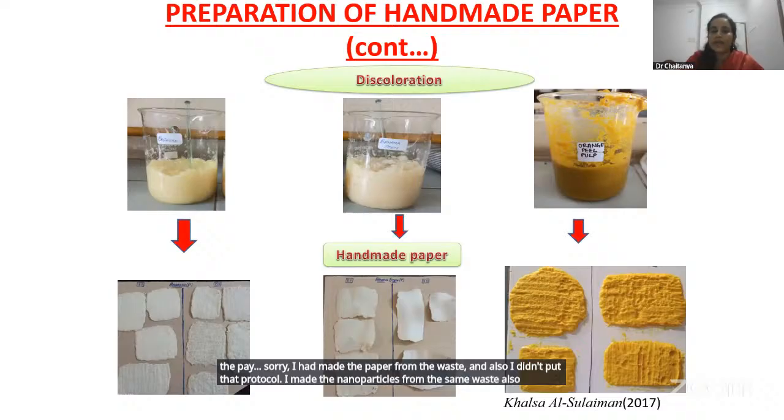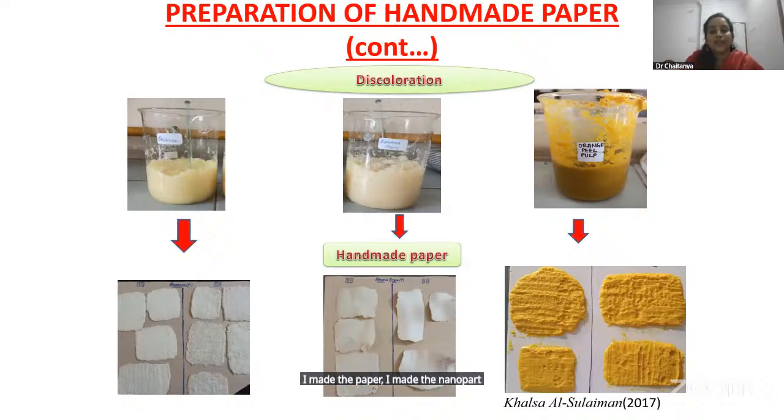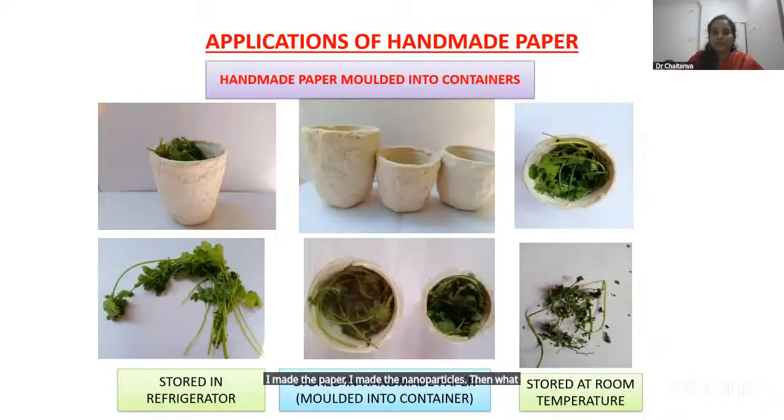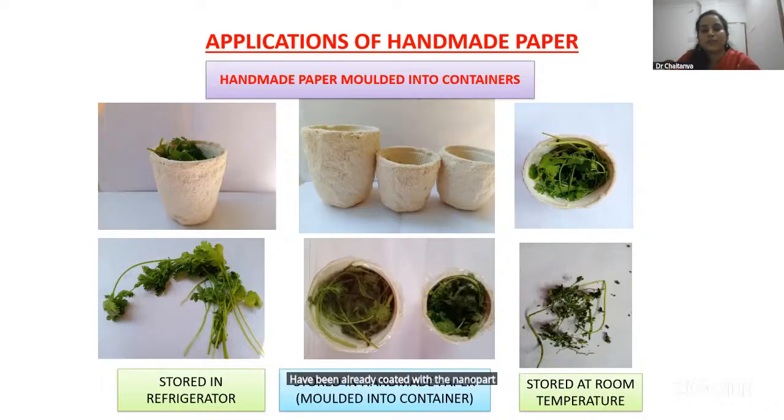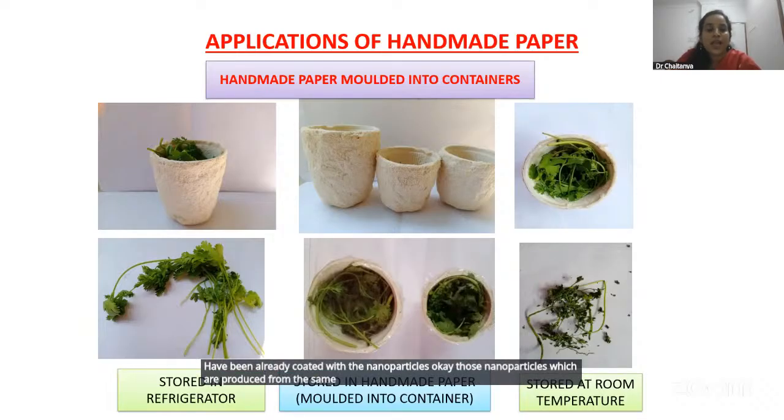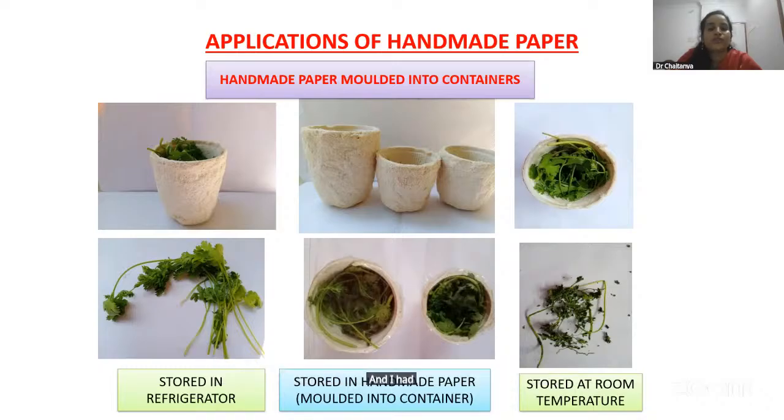I made the paper, I made the nanoparticles. Then what we did, these are with the paste we had molded into different containers. You can see it here. So these containers have been already coated with the nanoparticles, those nanoparticles which are produced from the same waste only. And I had checked for the storage of the perishable food.